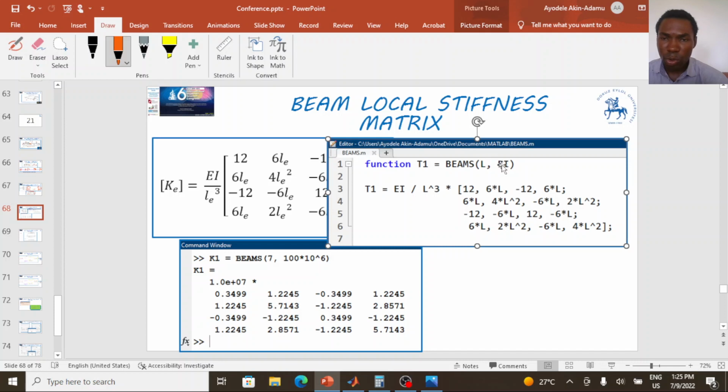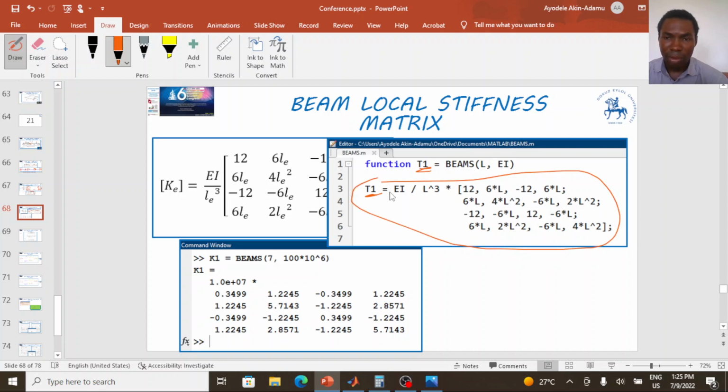Once I enter these two input variables and run this code, it returns an output variable T1. This T1 represents my local stiffness matrix. I see the T1 also written here, and it's defined as this. So this function helps us to calculate our local stiffness matrix.